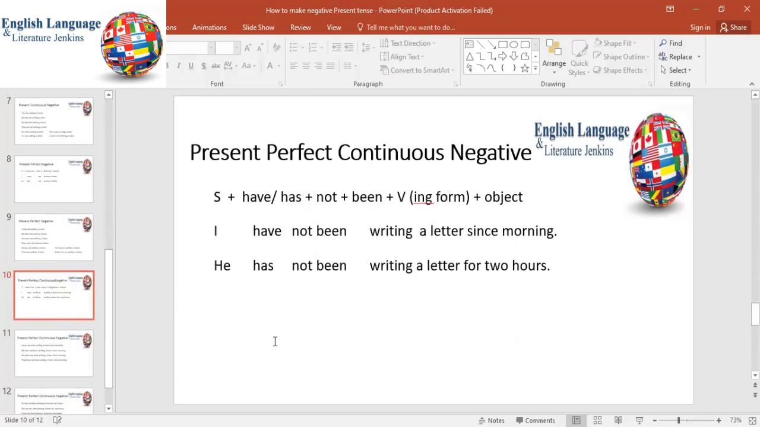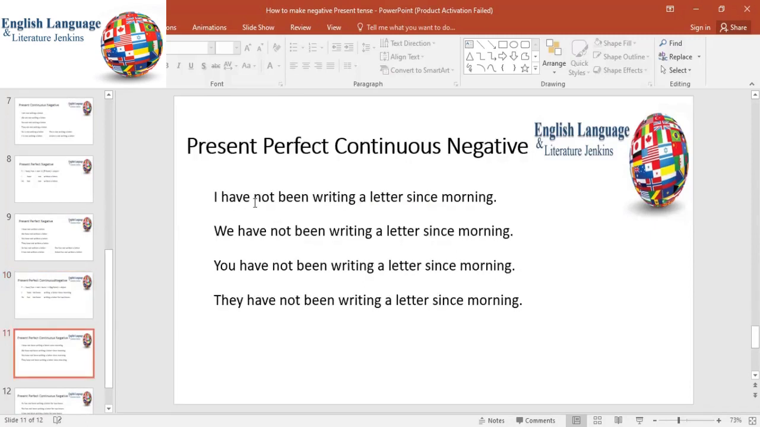Negative of present perfect continuous tense. Has, have plus not, been, verb ing form, and we also use since and for in perfect continuous tenses. I have not been writing a letter since morning. He has not been writing a letter since morning. We use has with third person singular, and with the rest of the subjects we use have. These are the examples of negative of present perfect continuous tense.